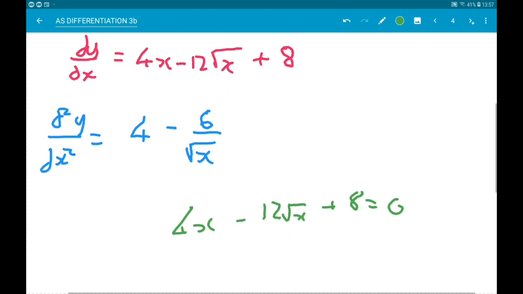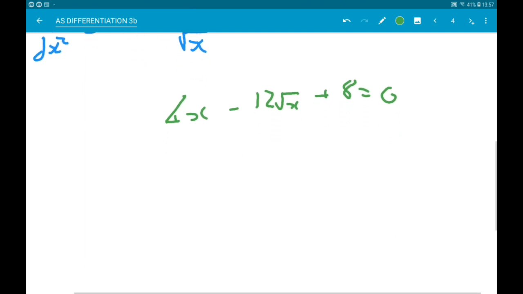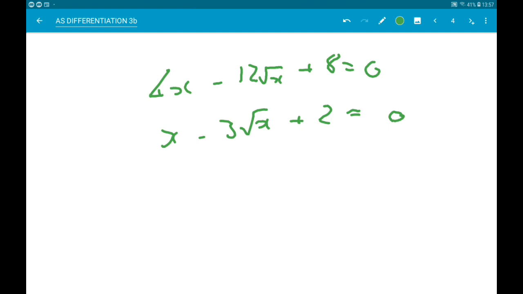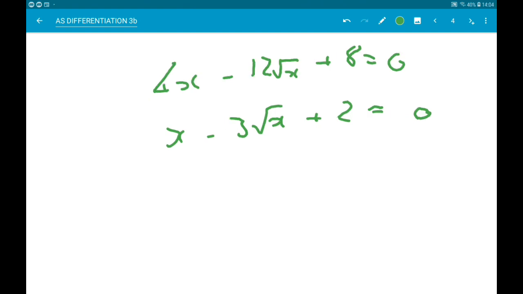Now we have a common factor of 4, so let's divide that away. So we get x minus 3 root x add 2 is equal to 0. Now, from here, there are a few methods we can use. So, I'm going to use substitution to turn this into a quadratic because it's good practice.